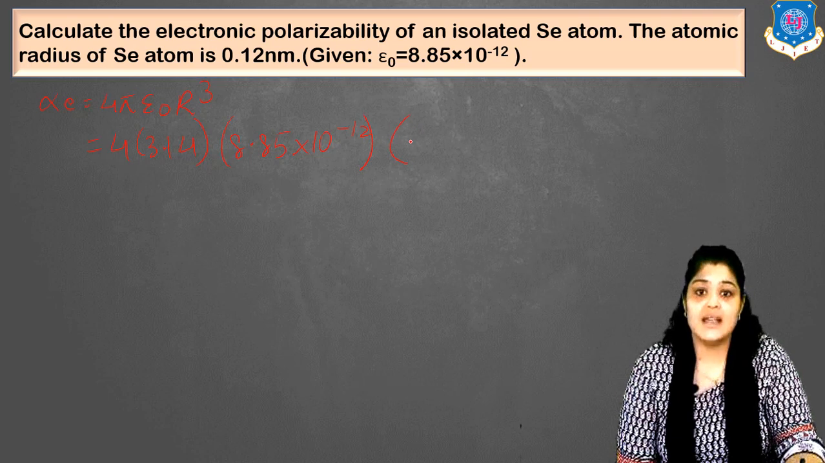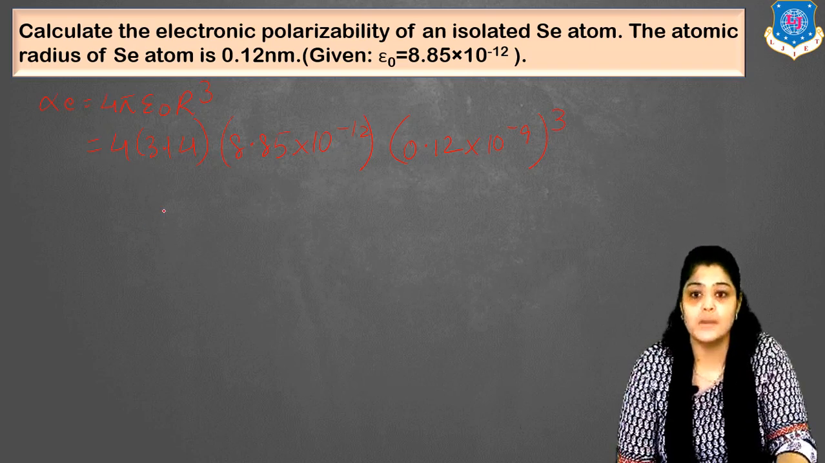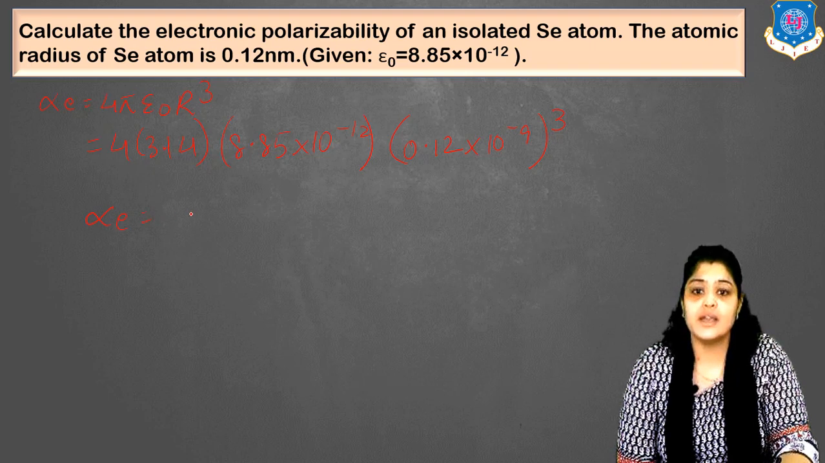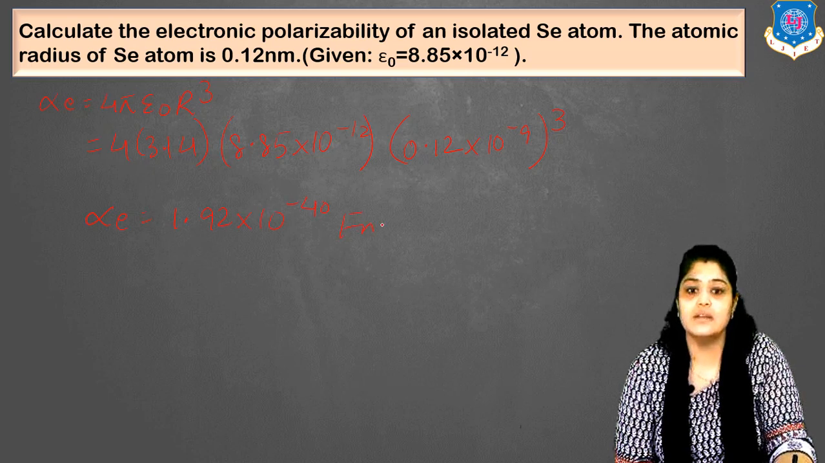What is r given as? R is given as 0.12 nanometers, means 10 raised to minus 9. And this is also cube. Do not forget to cube this, otherwise the answer won't be correct. So solving all of this, we get the value of alpha E as 1.92 into 10 raised to minus 40 farad meter square.